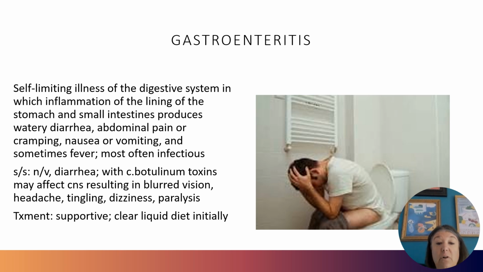All right, gastroenteritis. So this is normally called like traveler's diarrhea, but this is also like food poisoning, okay? So it's a self-limiting illness. It resolves quickly. Inflammation of the lining of the stomach and small intestines produces watery diarrhea, abdominal pain and cramping, nausea, vomiting, and sometimes a fever because your body's like, what the heck, right? Most cases are infectious.